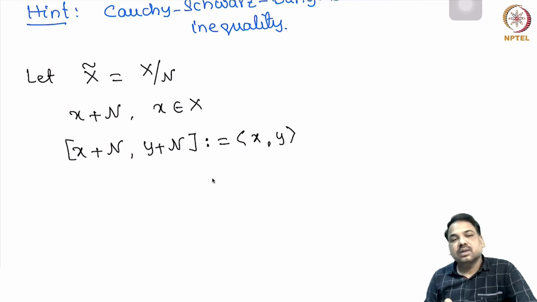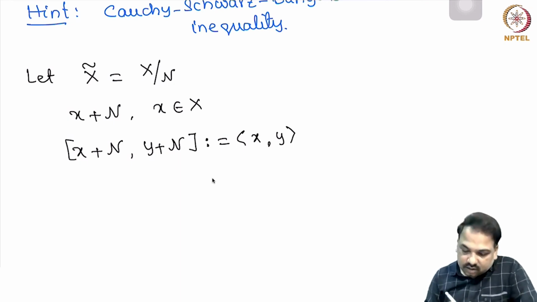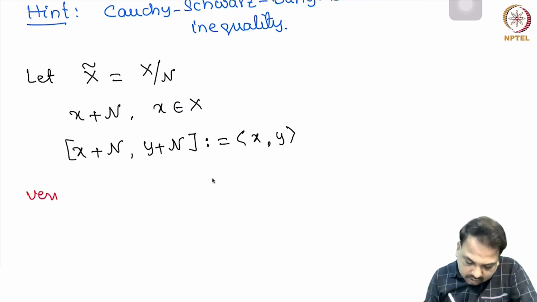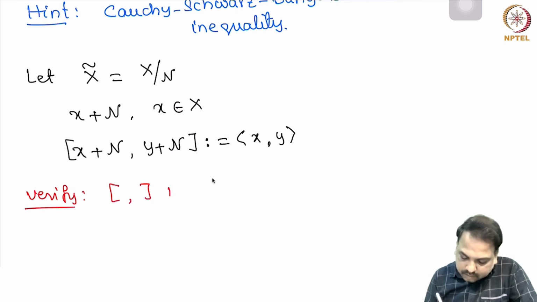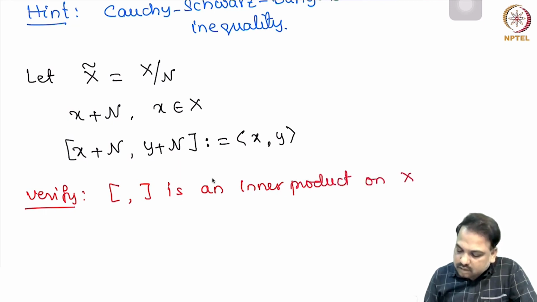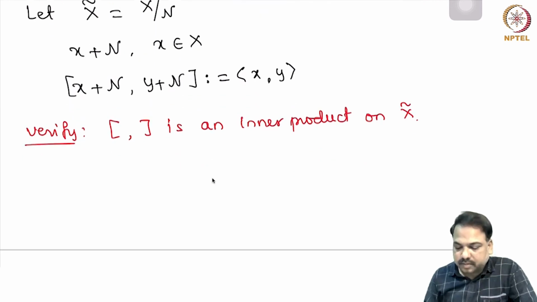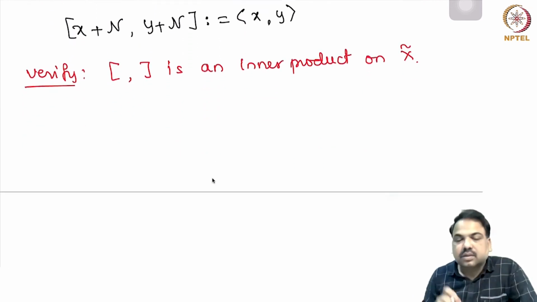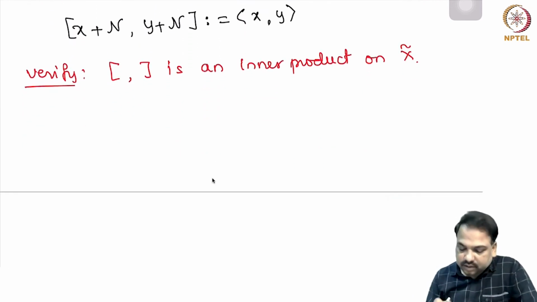So we can conclude that this is an inner product on the quotient space. In fact, we can show the other properties very easily. So easily it can be verified that this is an inner product on X tilde. Let us see one or two simple examples.